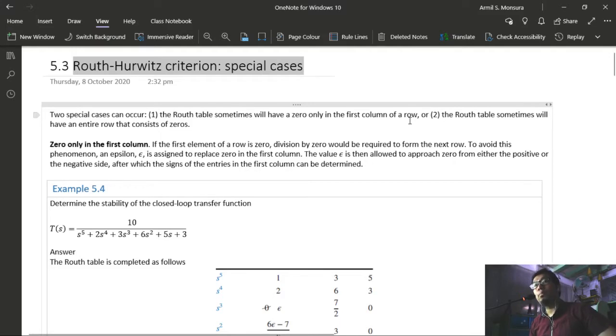Okay? So naging special case yun kasi kung maalala nyo, lahat ng elements natin sa first row, ginagamit natin as a divisor para makuha nyo yung next row. Okay? So kapag nag-divide by 0 kayo, syempre magkakaroon ng problema dun. Or number 2, the row table sometimes will have an entire row that will consist of zeros. Okay, so yun yung dalawang special case na pag-uusapan natin.